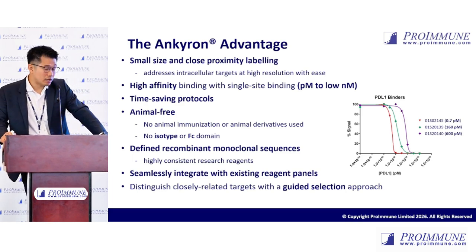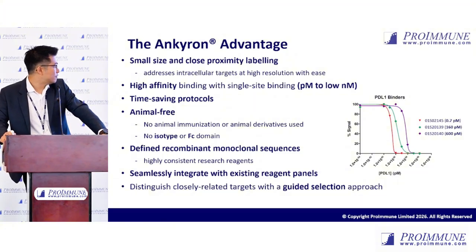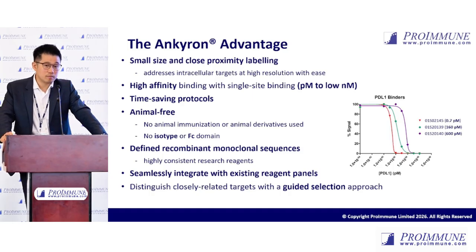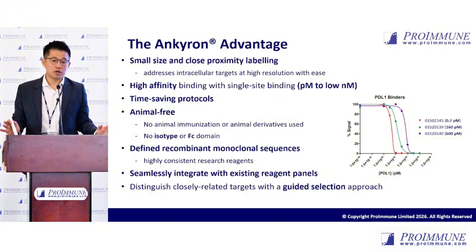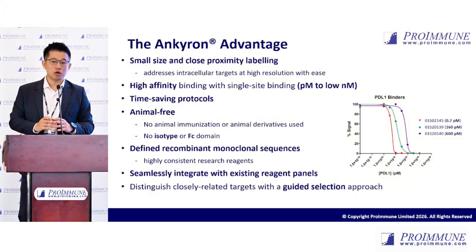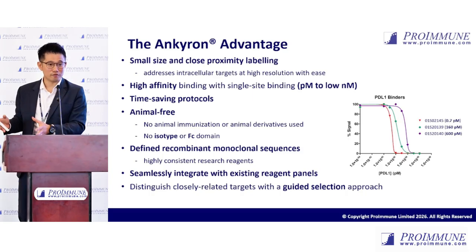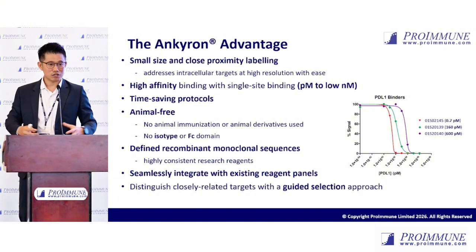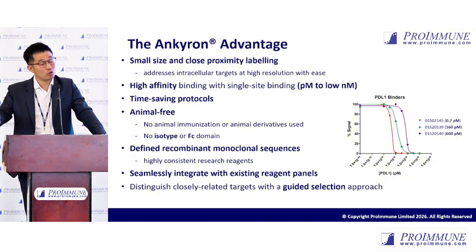And it doesn't have an isotype and Fc domain, that's already mentioned. These Ankyrons are all defined recombinant monoclonal sequences, and they are a highly consistent research reagent. The good thing about the Ankyrons is that you do not have to think about switching all your other favorite antibodies that are already in your panel. This can seamlessly integrate with your current panel of antibodies in running your flow, your IHC, your IF.